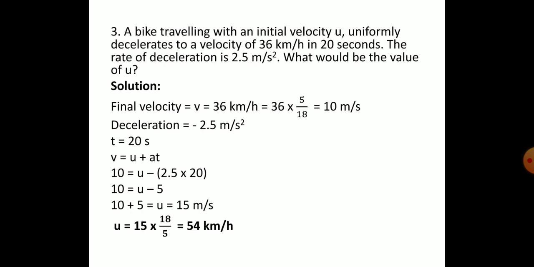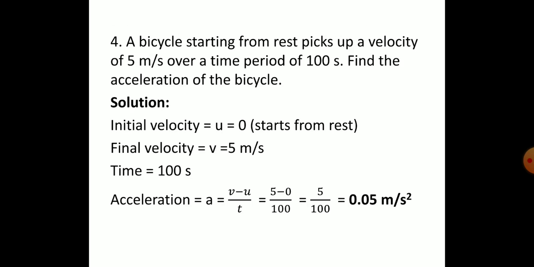Okay children, moving to the fourth question. A bicycle is starting from rest, so initial velocity will become 0. It picks up the velocity of 5 meter per second, so final velocity is equal to 5. The period given is 10 seconds, that is time is 10 seconds. What is the acceleration? A is equal to v minus u by t, that is 5 minus 0 by 100, that is 5 by 100. So it is 0.05 meter per second squared.